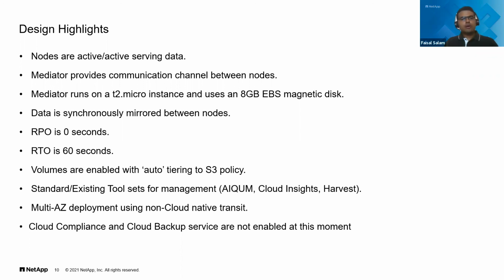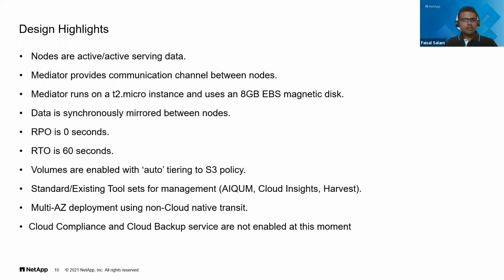Now, the volumes are all enabled with the auto tiering S3 policy. Now, there are other options that you could select, but we've selected auto. Now, you could choose to only have snapshots tiered. You could also select cold data to be tiered, and that is determined based on a certain number of hours of inactivity. So there are different options that are available to choose from if you were to tier to S3 to lower costs further.